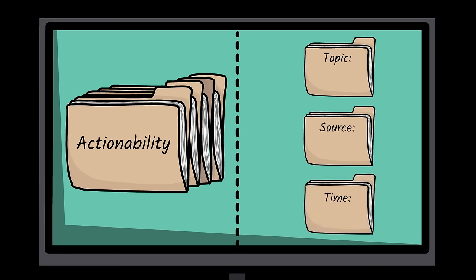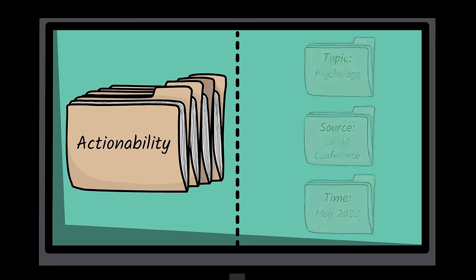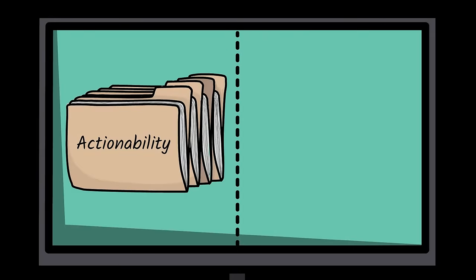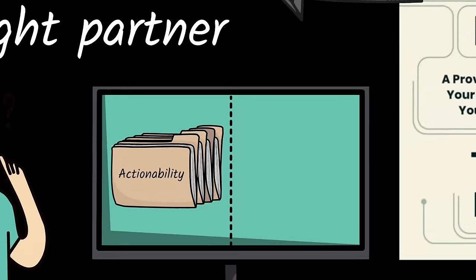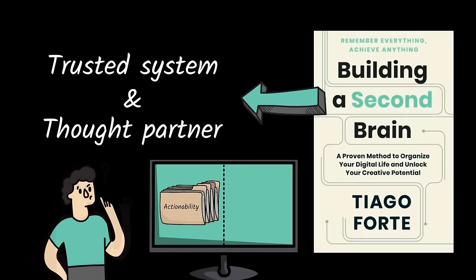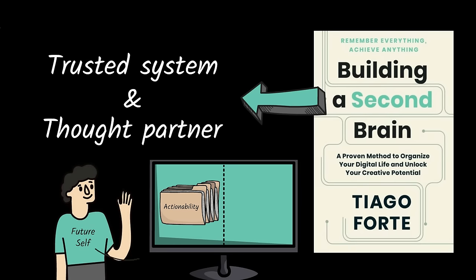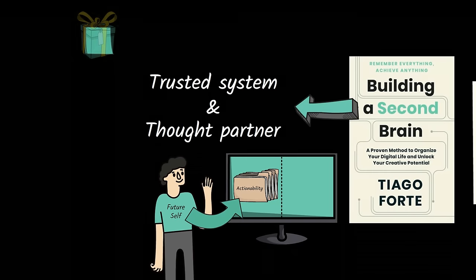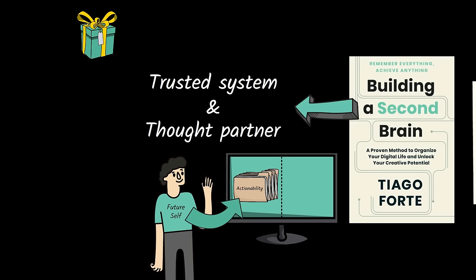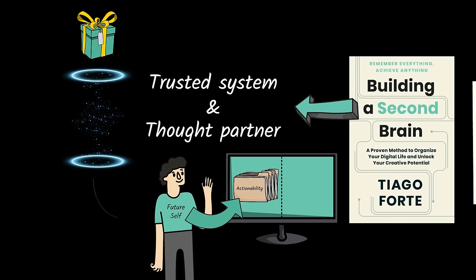When you organize a note by topic, like psychology, or source, like the conference you went to, or time frame, that note doesn't have a purpose and is likely to get lost in the abyss of your note-taking application and never seen again. But when you organize information by actionability, you make it easy for your future self to find actionable information when they're ready to work towards a goal. In other words, organizing by actionability is like packaging up valuable information and sending it through time to your future self at the moment they need it.